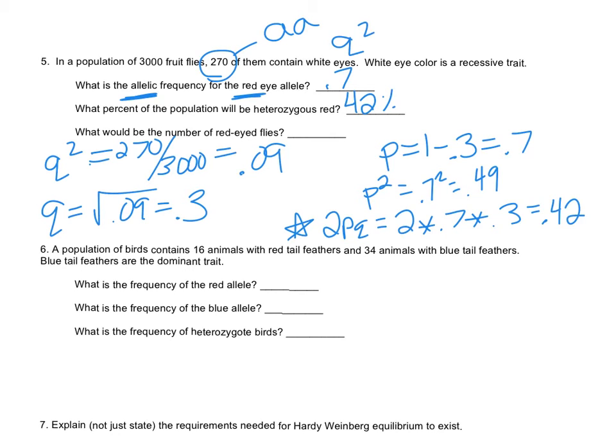And then lastly, what would be the number of red-eyed flies? Well, I know that 270 of them had white eyes, and there's 3,000 total. So I can just subtract 3,000 minus 270 would give me 2,730 then have red eyes.